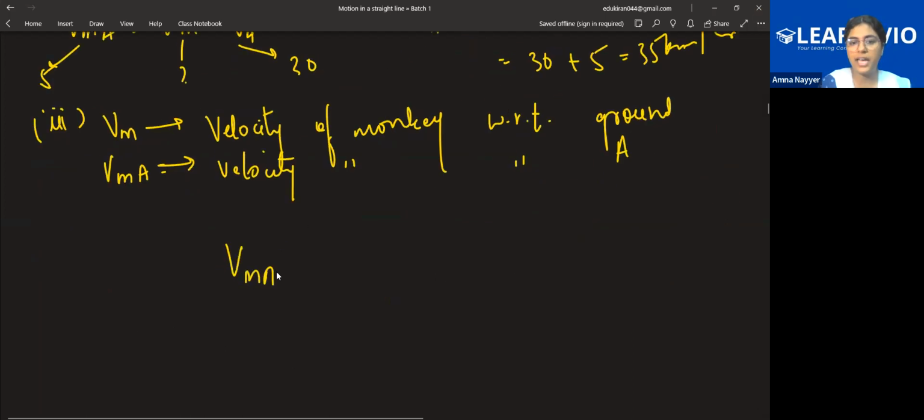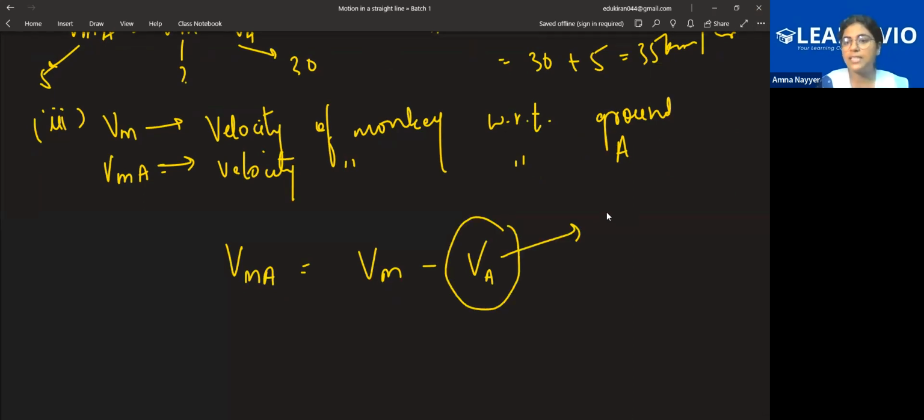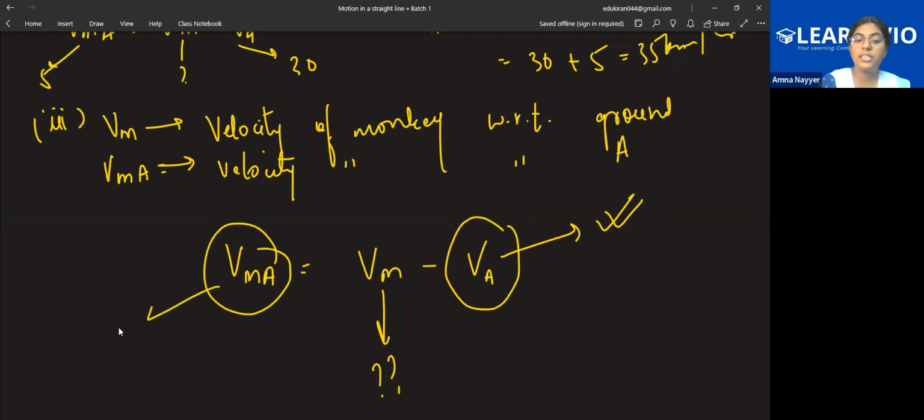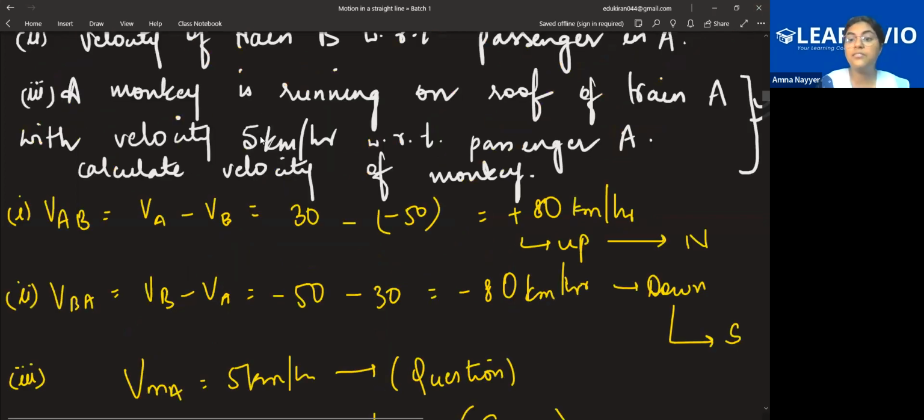You had three things. You had VMA to calculate. Okay. VMA was VM minus VA. VA we know from the question itself. Okay, class? VM was to be calculated by you. That was the question. Calculate velocity of the monkey. VM is the velocity of monkey with respect to ground. What is VMA? VMA is also given in the question as 5 kilometer per hour. How do we know this? Because it is mentioned here with respect to passenger A. That means with respect to a person sitting in train A is the velocity of the monkey with respect to A. So is the third part also clear to all of you?